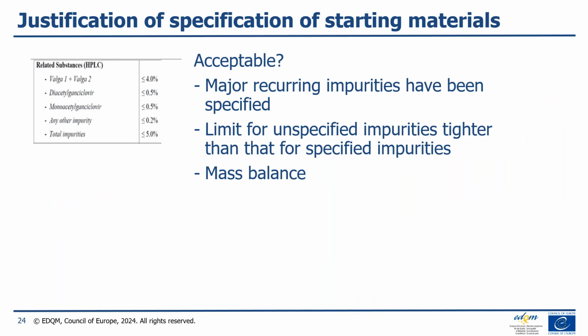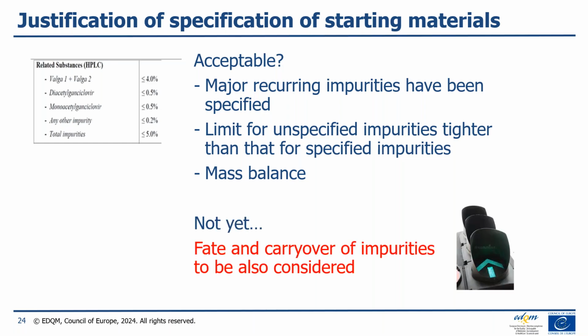Again, another example. So now we have another specification where we have a number of control limits, specified, unspecified. Any other is tighter than specified. There's a limit for total. But are these specifications acceptable? Not yet, because we have no idea what the fate and carryover of these impurities is. And this is a very important element in justifying a specification.